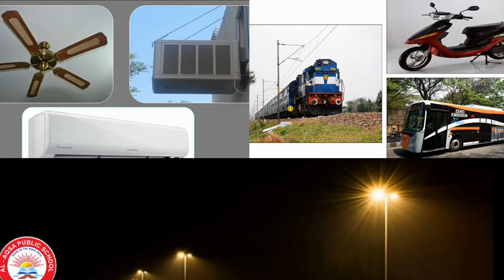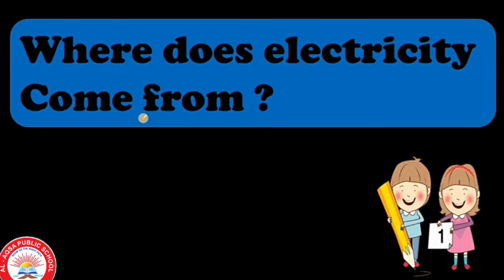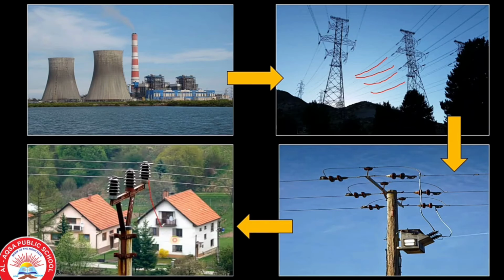Electricity makes it possible to light our homes, roads, offices, markets, and factories even after sunset. And nowadays, we are using some vehicles which are running with the help of electricity. Do you know where electricity comes from? A power station provides us with electricity.